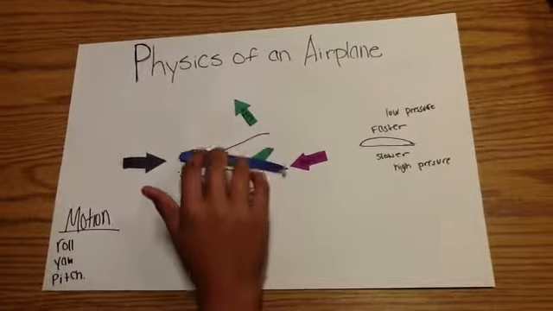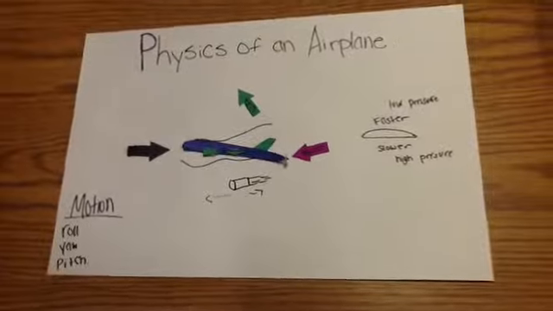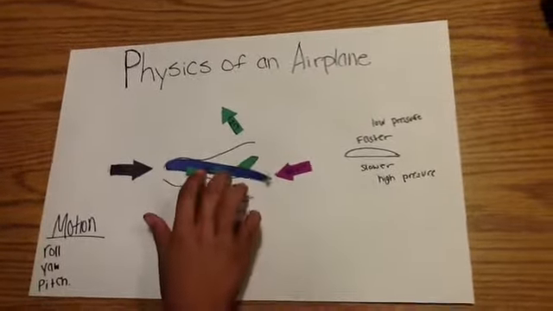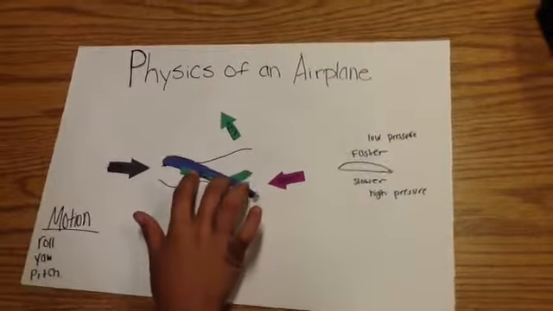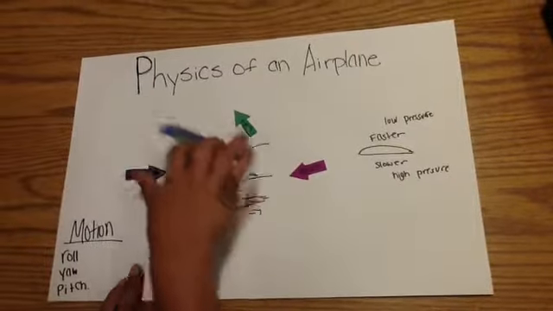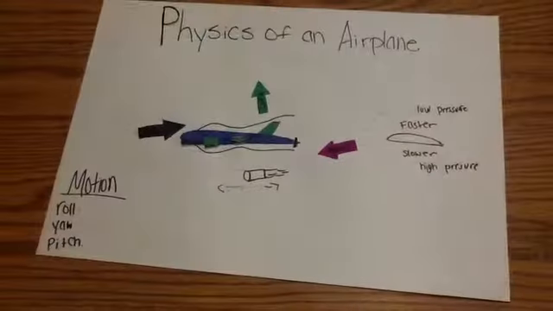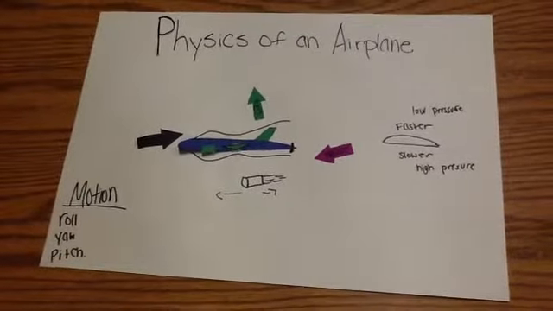The pitch of the airplane is the rotation around the side to side axis. The pitch is controlled by the elevator. The elevator lets the plane change the direction of flight, increasing upward or decreasing downward. Like that.